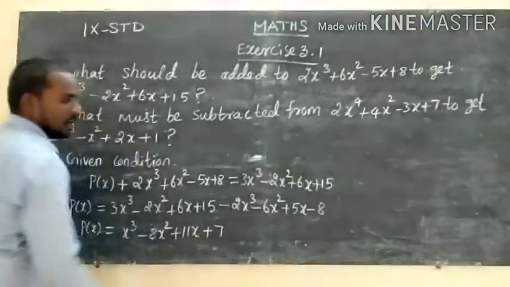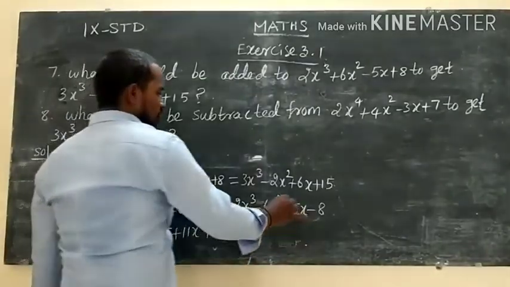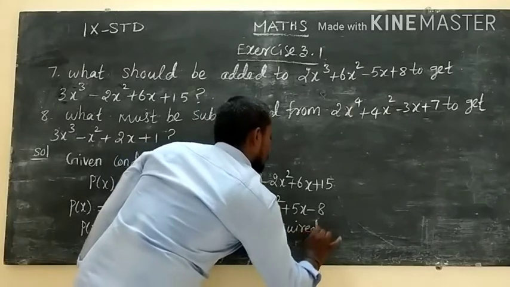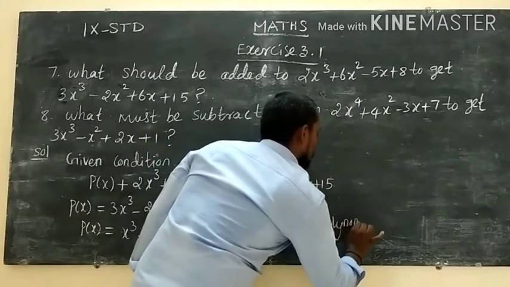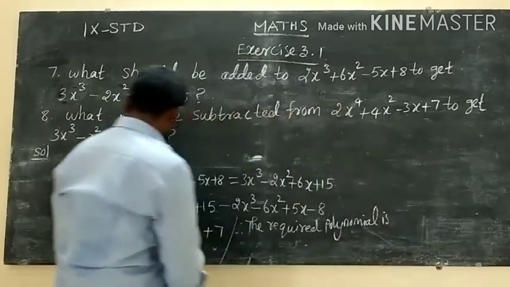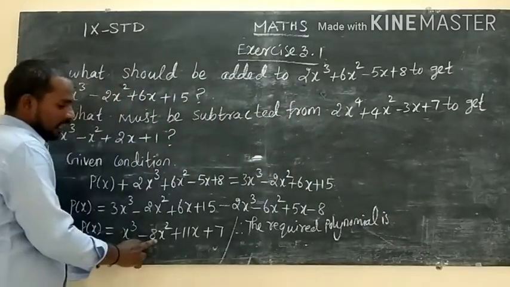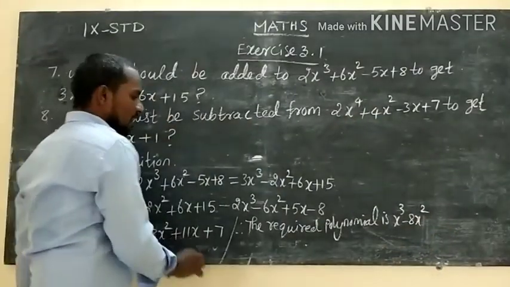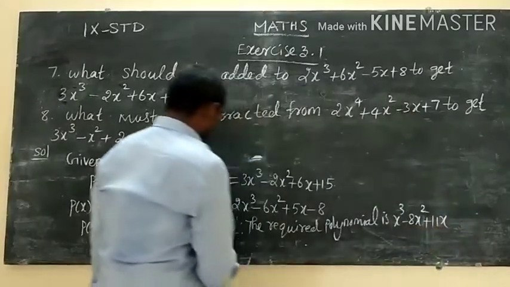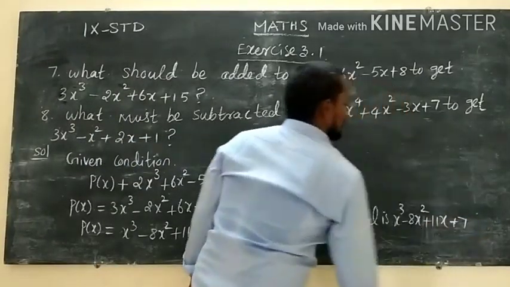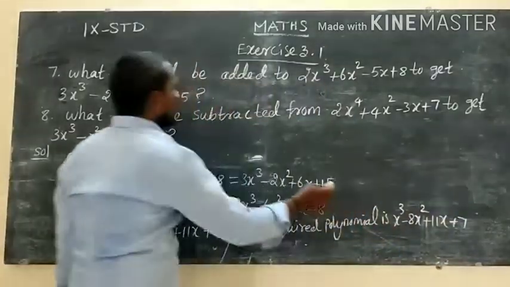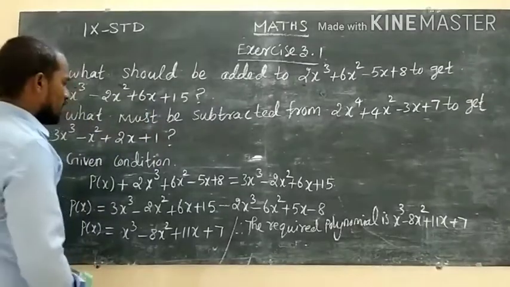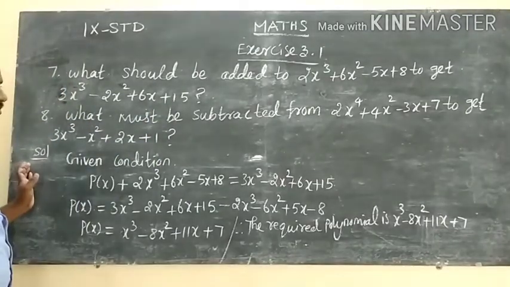So this is the required polynomial. Therefore, the required polynomial is x cube minus 8x square plus 11x plus 7. If you add this polynomial with the given polynomial, we get the resultant one. Okay, have you understood? This is my 7th question answer.